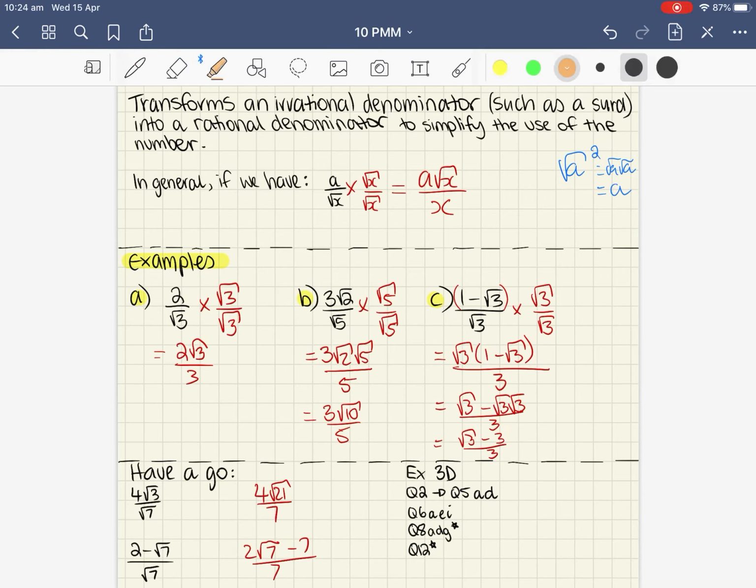And guys, to get some practice with this one, we're going to go to 3D. Just do A and D from questions 2 to 5. 3 questions, A, E, and I from question 6, or you can choose your own. And then we have our challenge questions down here, question 8 and question 12.